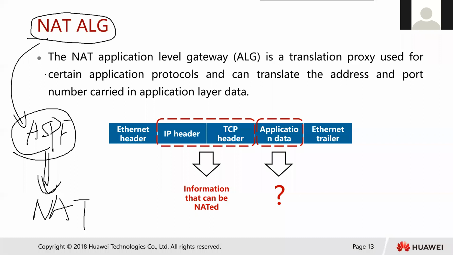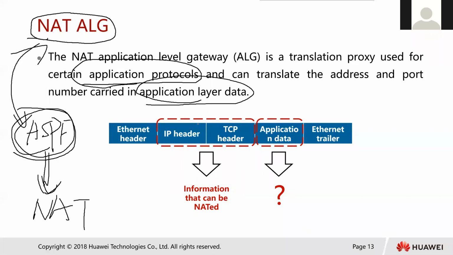Okay, NAT ALG. You can understand it simply like this. The ASPF in NAT, we call it NAT ALG, because we have many other ASPF scenarios. The ASPF scenarios in NAT, we call NAT ALG. Also it detects and analyzes the application layer data, which is similar to our ASPF.